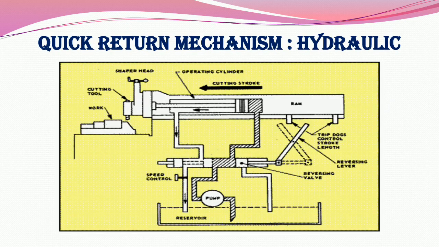Quick return mechanism, hydraulic. This is the quick return mechanism of a hydraulic shaping machine. There are some indicators: cutting tool, work, shaper head, operating cylinder, cutting stroke, ram, trip dog control length, reversing lever, reversing valve, speed control pump, and reservoir.